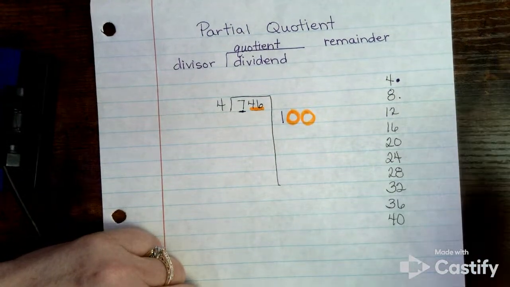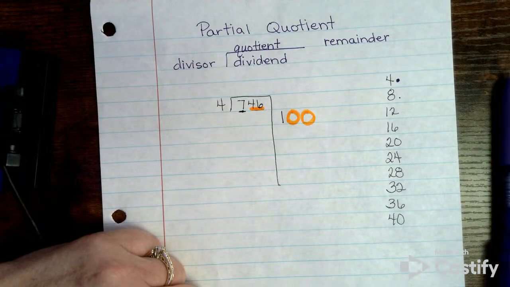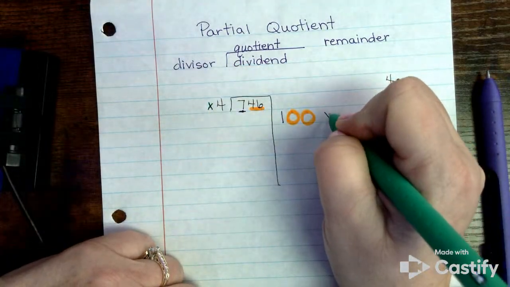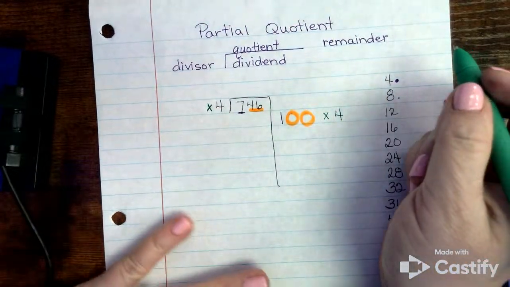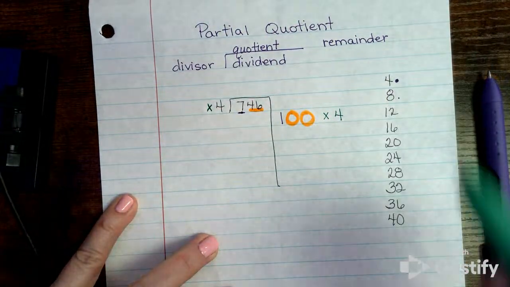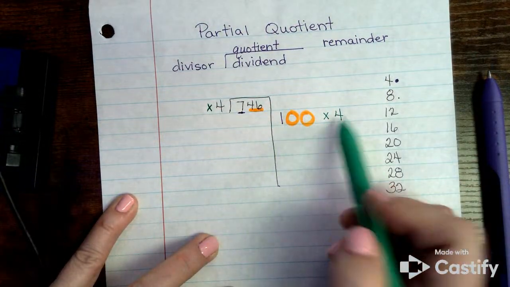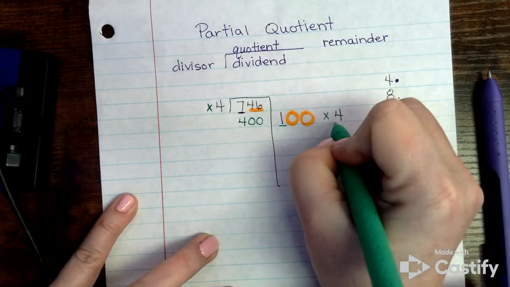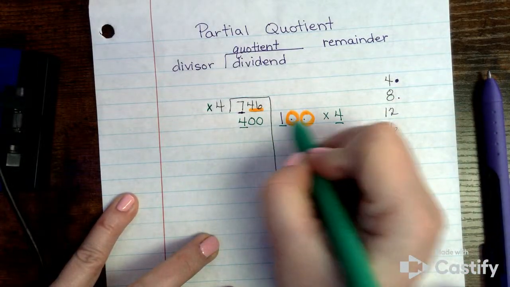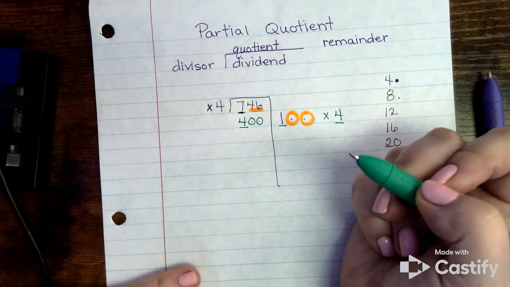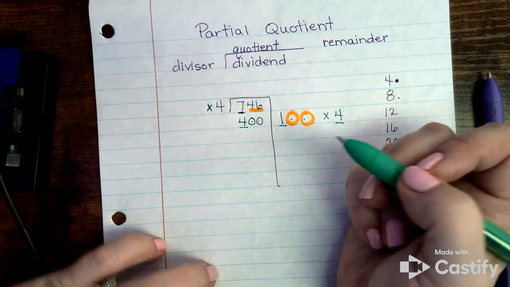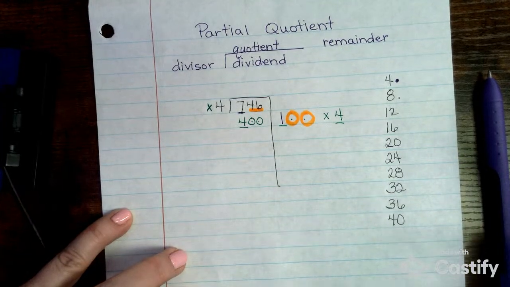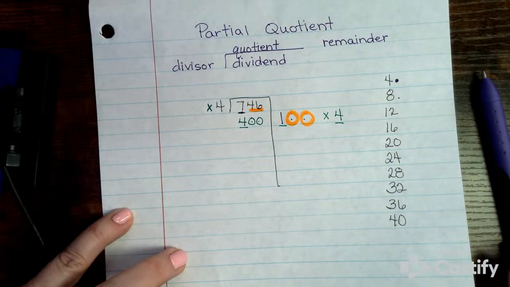Step 2 then is to multiply. In this particular problem, we are going to multiply everything times the divisor of 4. So we're going to do 100 times 4. 100 times 4 is 400. You can use the basic facts, 1 times 4, and then you have 2 zeros. That's a skill that we learned earlier in the year, multiplying times tens, hundreds, thousands, multiples of 10.